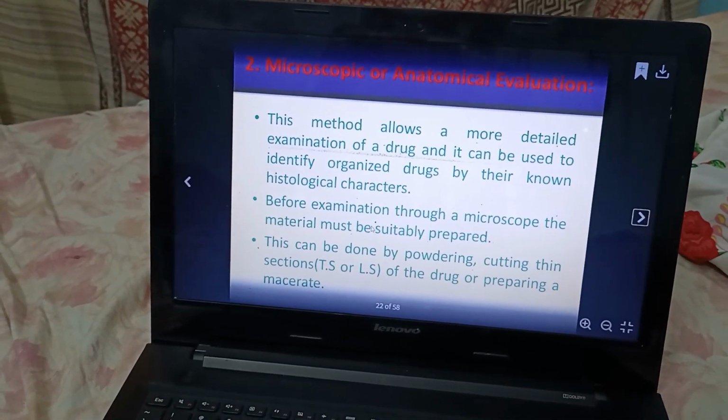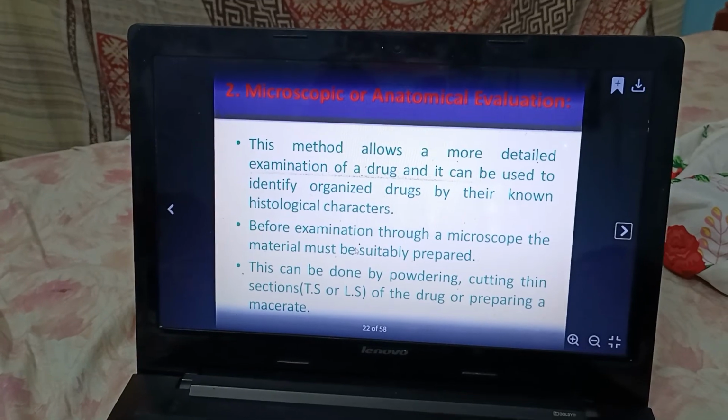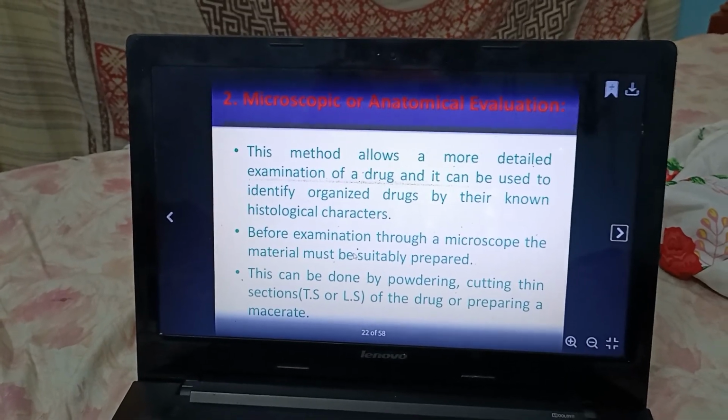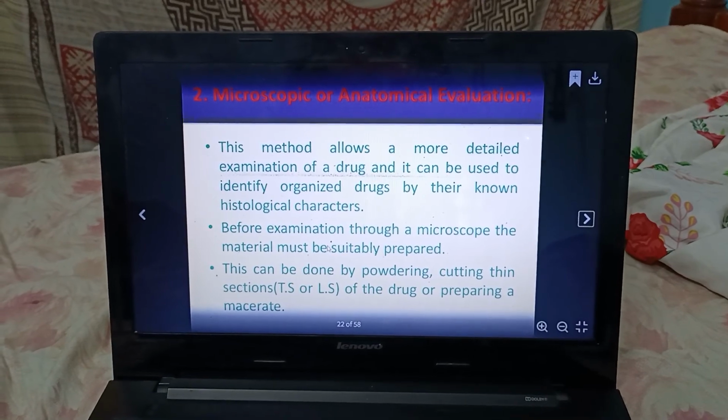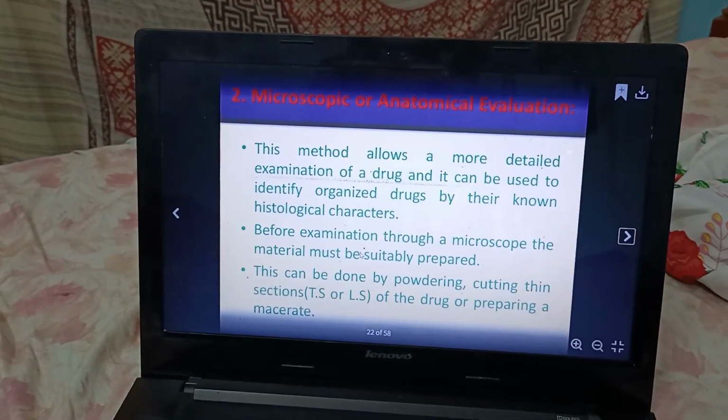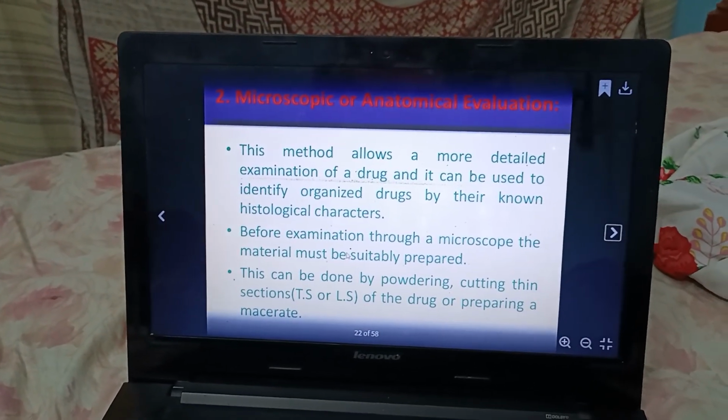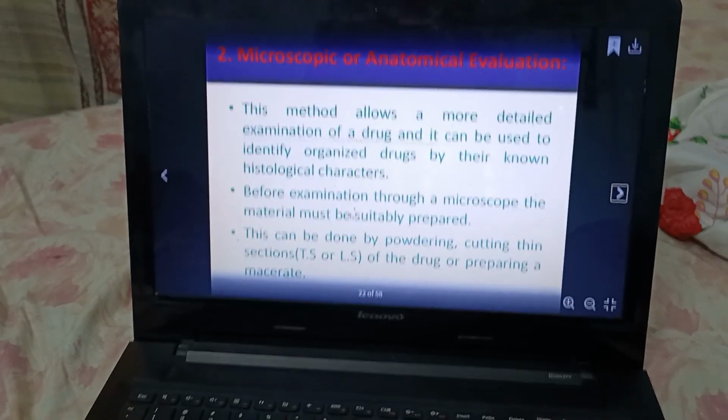So the first one is morphological characteristics. The second one is microscopic and anatomical evaluation. This we can see in the next class.